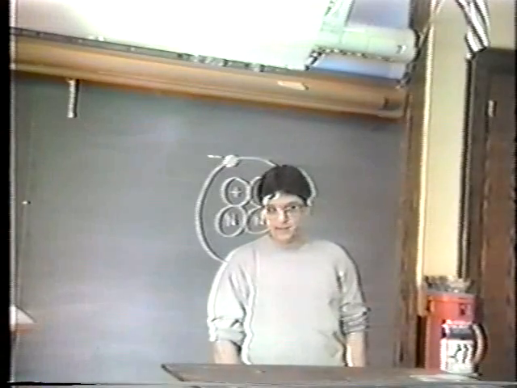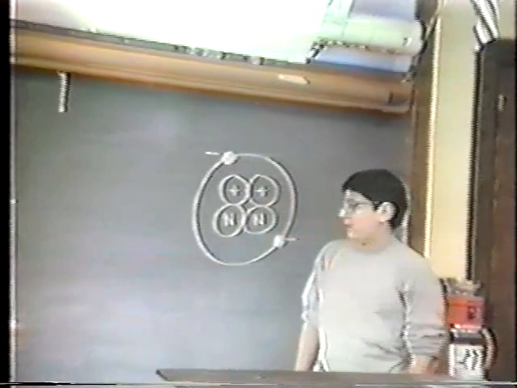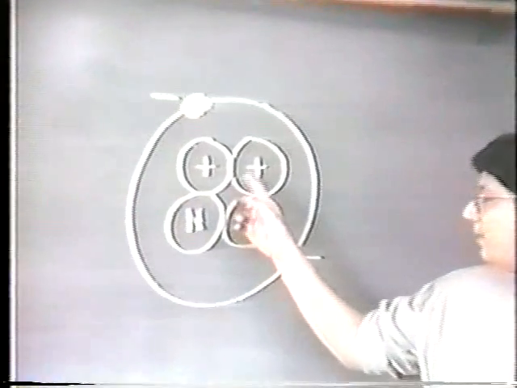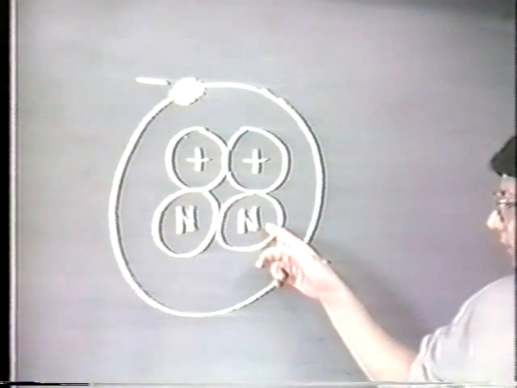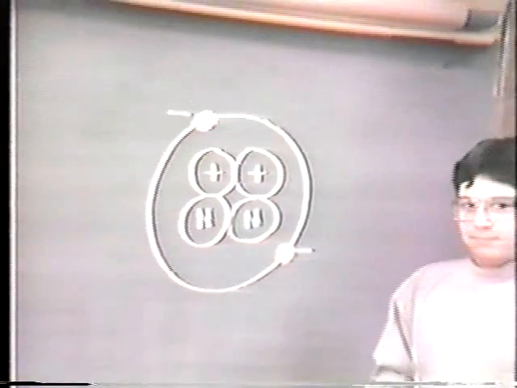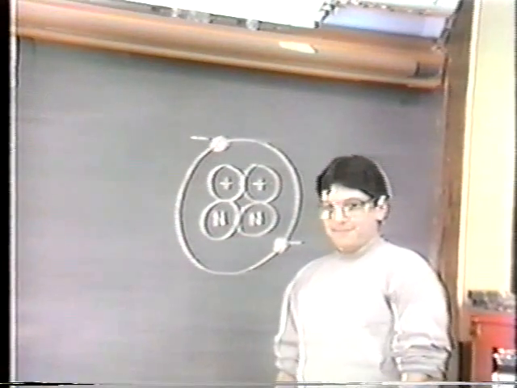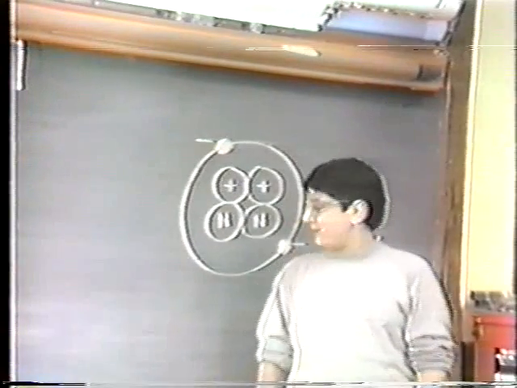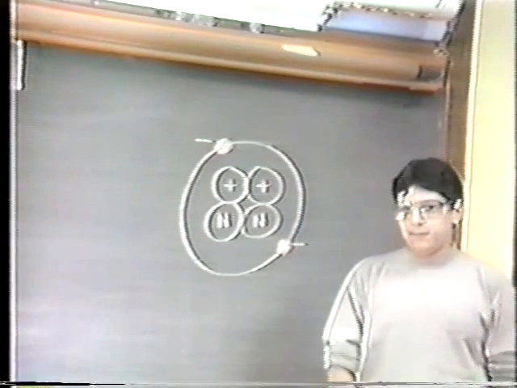Here's Richard with his helium atom. Hi, I'm Richard. I'm going to talk a little bit about the helium atom. The helium atom is made up of 2 positive protons, 2 negative neutrons, 2 neutral electrons orbiting the atom. I think I said that the neutrons are negative. I meant neutral.